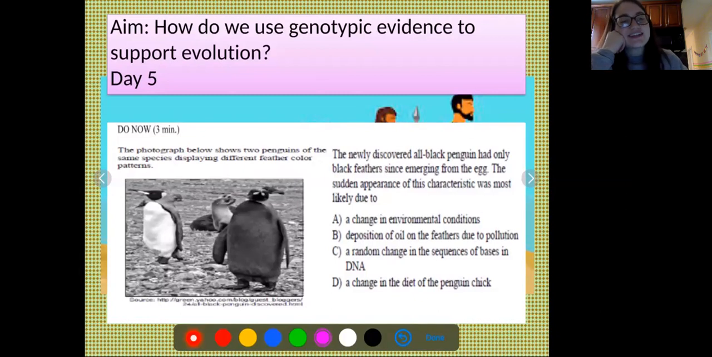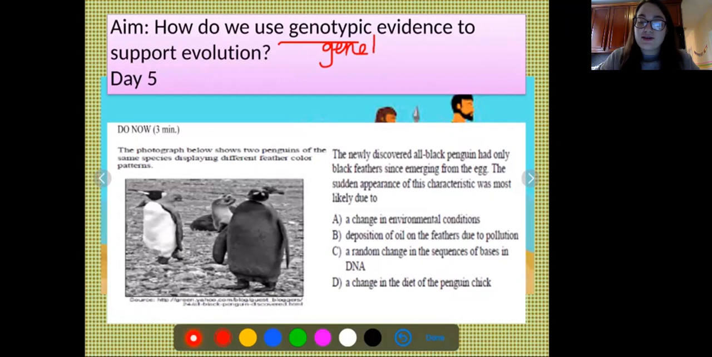All right, so today's aim is how do we use genotypic evidence to support evolution? Now, there are a few words we should pick out of this aim and annotate. The first one being genotypic. If you think back to our genetics unit, we learned the difference between the words genotype and phenotype. So when we say genotypic, we're referring to the genotype, which is just genetics. Anything about genes, genetics, DNA is going to be genotypic evidence.